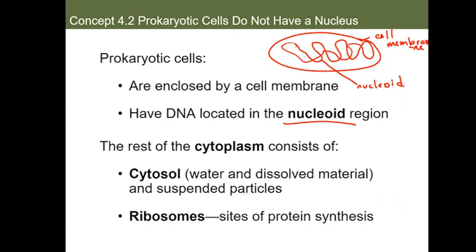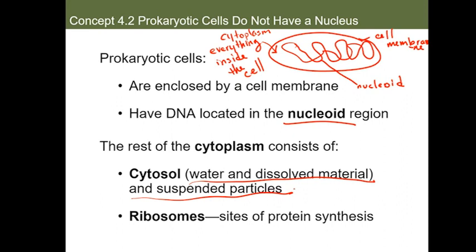So the rest of the cytoplasm consists of cytosol. The cytoplasm is everything inside the cell. The cytosol is the water with dissolved material and suspended particles. And then there are also ribosomes, which are the sites of protein synthesis. So you'll just see dots inside of prokaryotic cells. These little dots are the ribosomes.